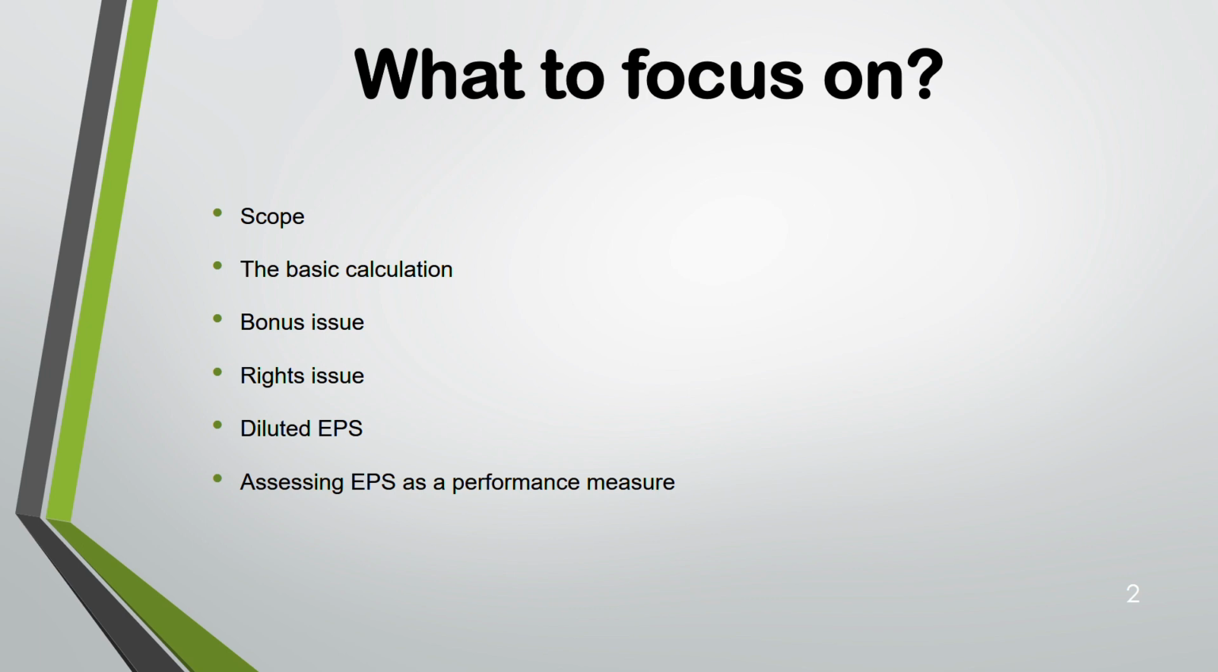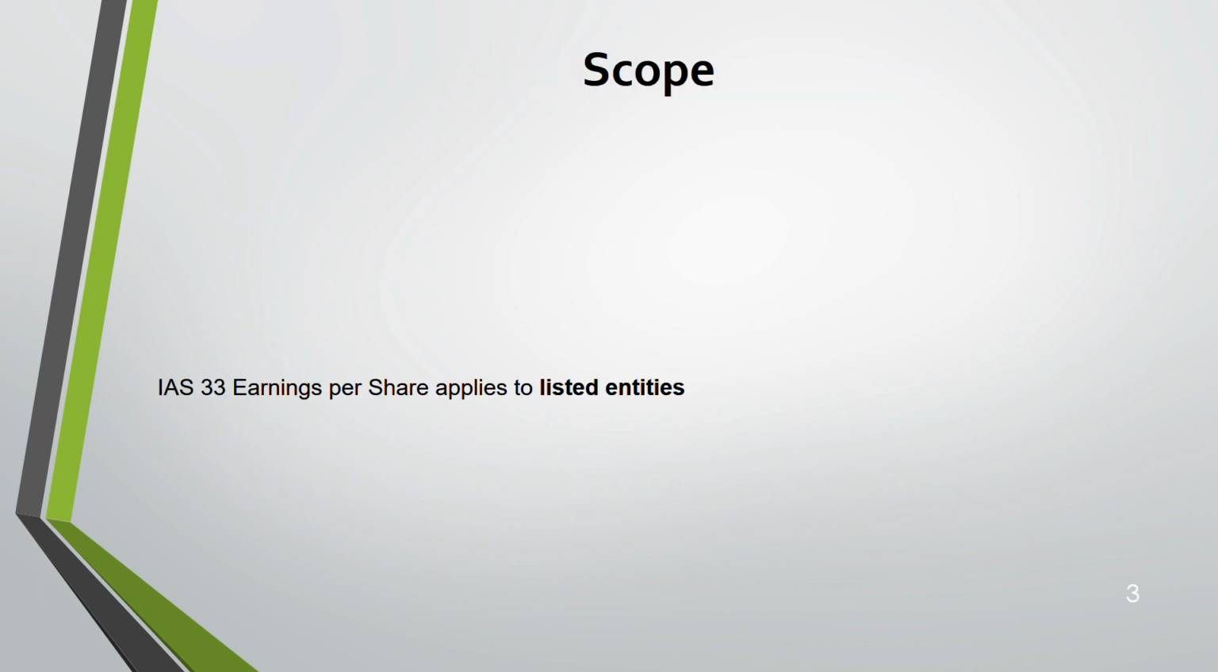When there's a bonus issue, how the formula will change. When there's a rights issue, how it will change. What is diluted EPS and basic EPS. You need to go through this again. So the scope is that earnings per share is only applied to listed entities. If you are non-listed, IAS 33 is not applicable to you.